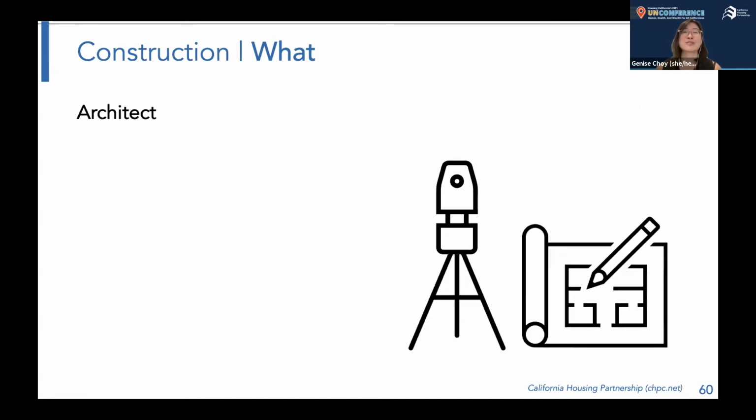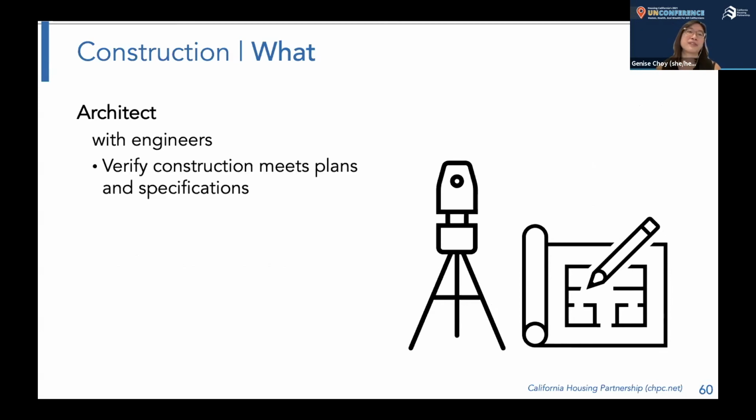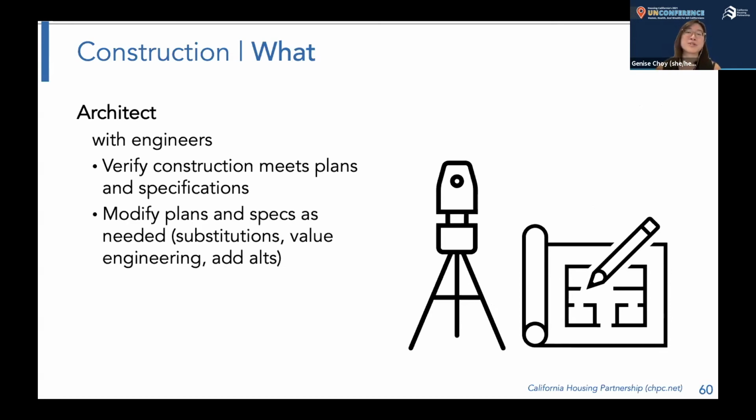Okay, so your architect, along with their engineers, as was previously mentioned, usually the plumbing, mechanical, electrical engineers, and sometimes structural, are typically under the architect's contract. So if all goes well, basically what they're doing is just verifying that the construction meets their plans and specifications. But of course, things always come up. So there's usually a need to modify plans and specs as needed.